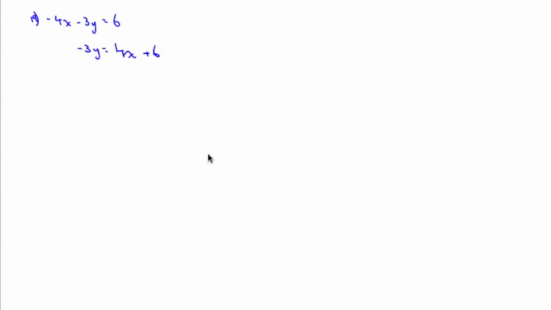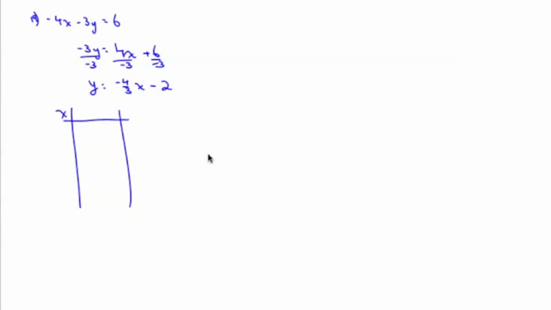And then negative 4x, you're going to add it over to the other side. It'll be positive 4x. Then you divide everything by negative 3. Then you get y equals negative 4/3 x minus 2. Now you do a table. Then you set up a table.